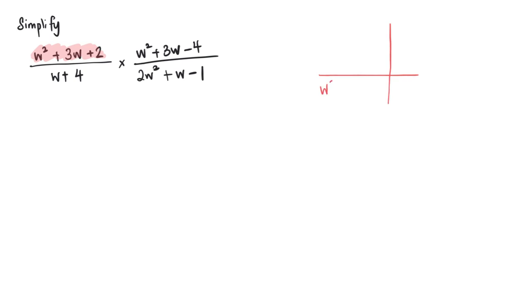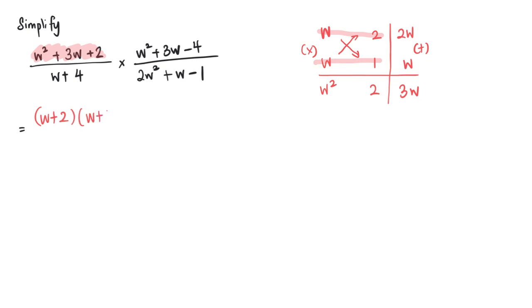And I will have my w squared here, positive 2, and my 3w. So that here w times w will give me w squared. 2 times 1 will give me my 2, and because I have a positive 3w, this works out just nice. 2w plus 1w is 3w. I will get my factorized form, which would be w and positive 2, w and positive 1.